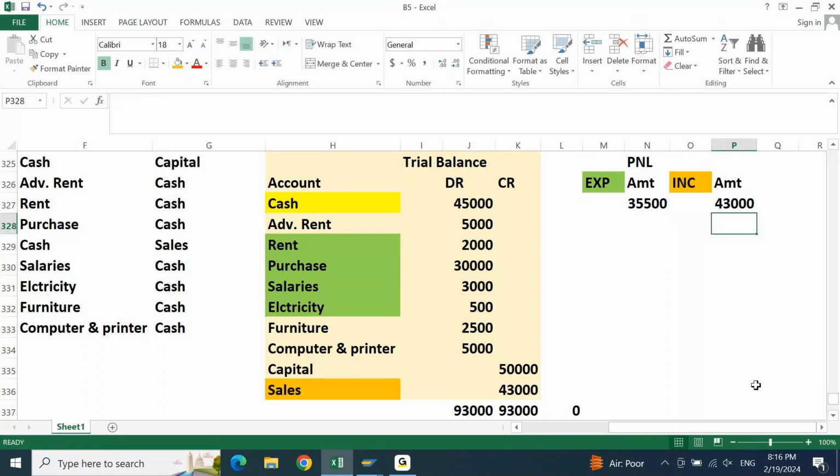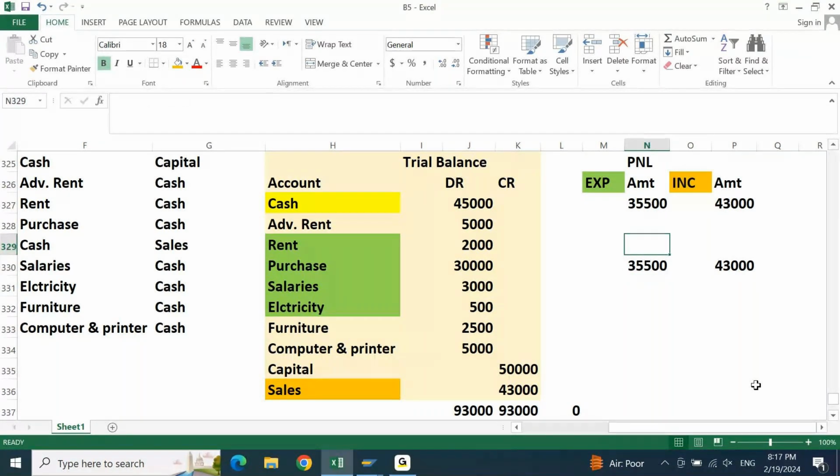Next thing what we need to do, we need to make sure the profit or loss is figured out. Now before that you need to identify your total expense is 35,500, total income is 43,000. If your income is more than expenses, you will get profit. If your expense is more than your income, you will get a loss. In this case, we are having more income than your expenses. Here you are going to get a profit.